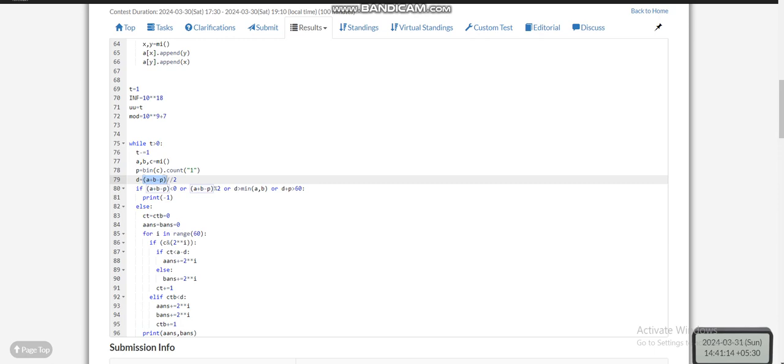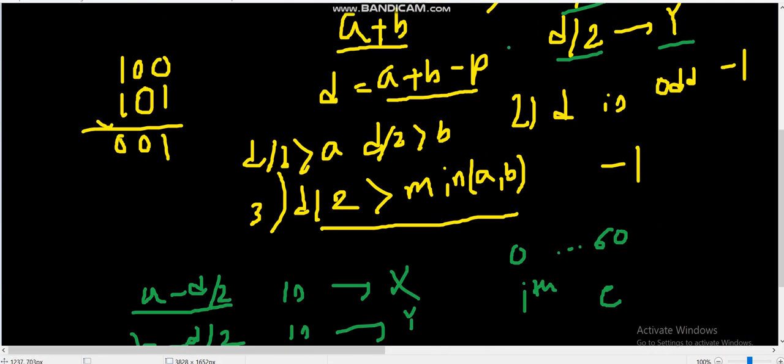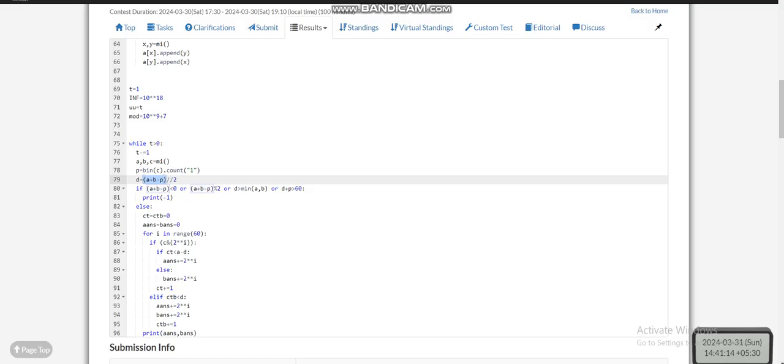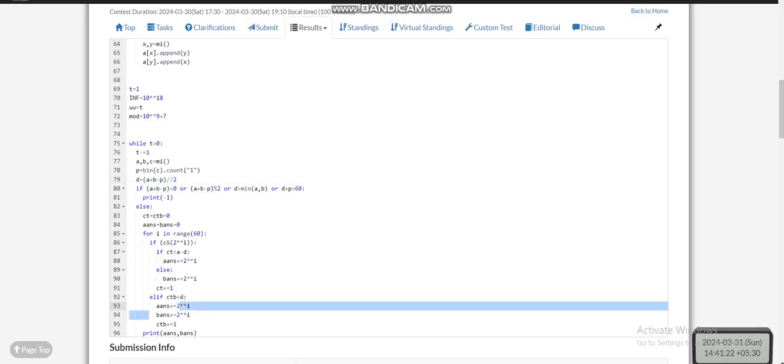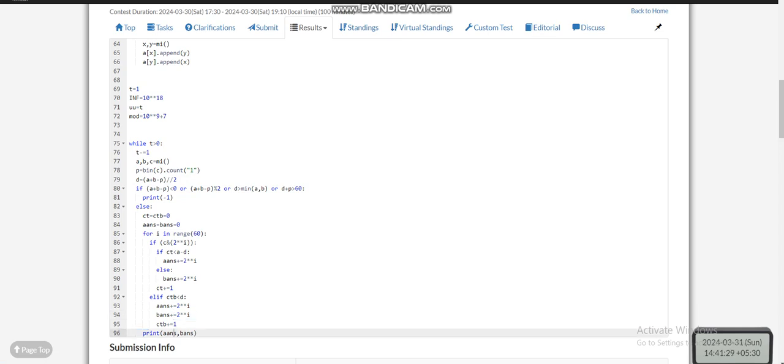D is A plus B minus P. Here I told that D is A plus B minus P, and we will divide it by 2, so there will be D by 2 bits in X and D by 2 bits in Y. After that we will print our X and Y. So I coded this solution, and here are three cases. If A plus B minus P is less than 0, our answer is not possible. If D is odd, then our answer is not possible. And if D is greater than minimum of A comma B, our answer is not possible.